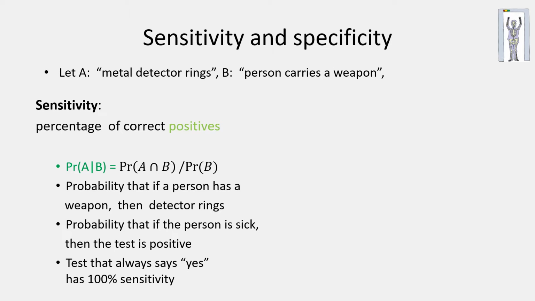But know that this is just one half of the story, because you could have a test that always says yes. You could have a metal detector that always rings, and it would be beautiful. It would have 100% sensitivity. On all the people who carry a weapon, such a metal detector will ring. On all the people that are sick, such a test will say positive. It has a great sensitivity, the test that always says yes, but is it really useful in practice?